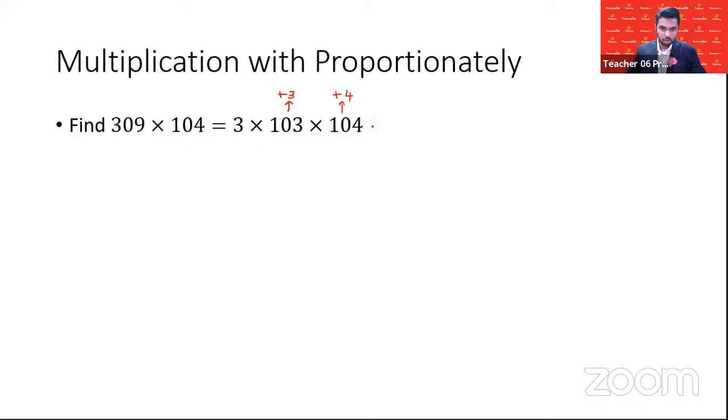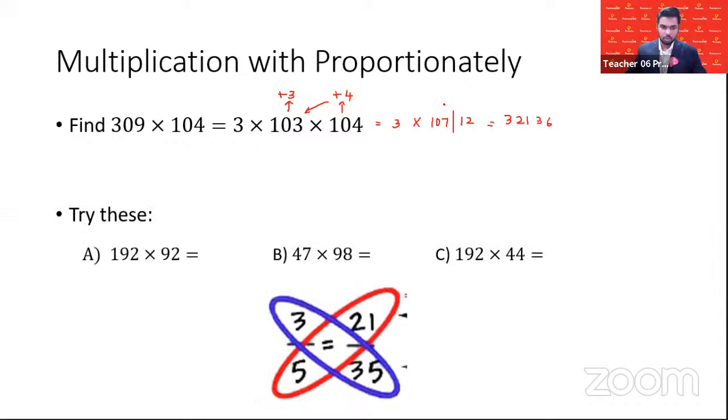So we know the rule. This has two parts to it. So the first part is just the product of these two, which is 12. And what is the other part? You have to cross add. You have to do cross addition. 103 plus 4, which is 107. So the final answer will be 3 times 10712, which is nothing but what? 321 and 36. So let us do a few more of these kind.